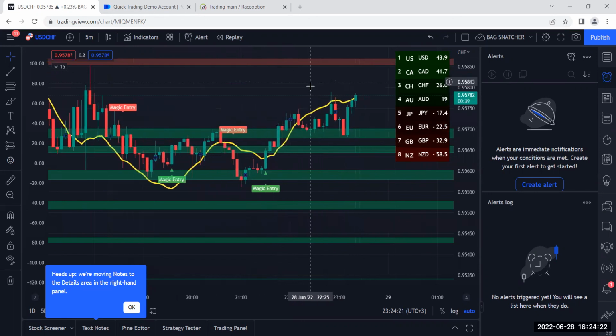And you can mainly use the magic entry system for scalps, which is what I really designed it for, scalping the market on the 5-minute time frame or smaller time frames. But you can definitely leverage it for options trading by going down to smaller time frames, and you can definitely leverage it for swing trades as well.